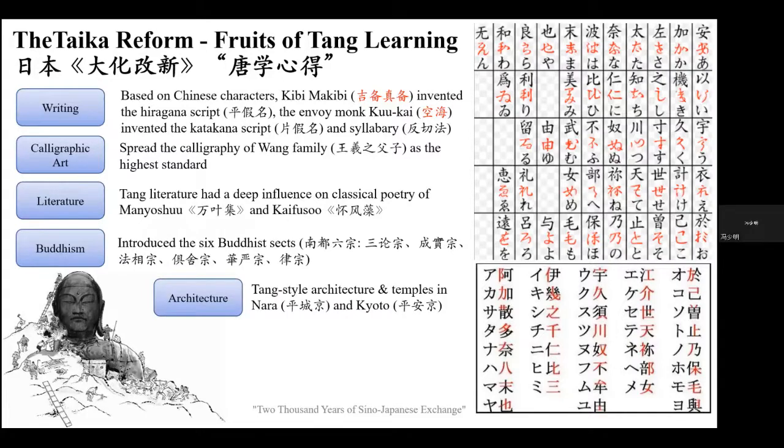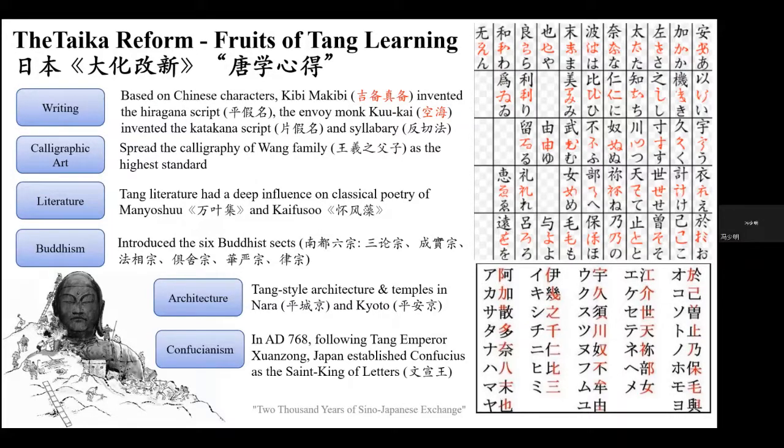And in terms of architecture, just now the pictures that you saw, Tang style architecture and temples in Nara and Kyoto, as well as Confucianism, following the Tang Emperor Xuanzong. Japan also established Confucius as the Wenxuan Wang.